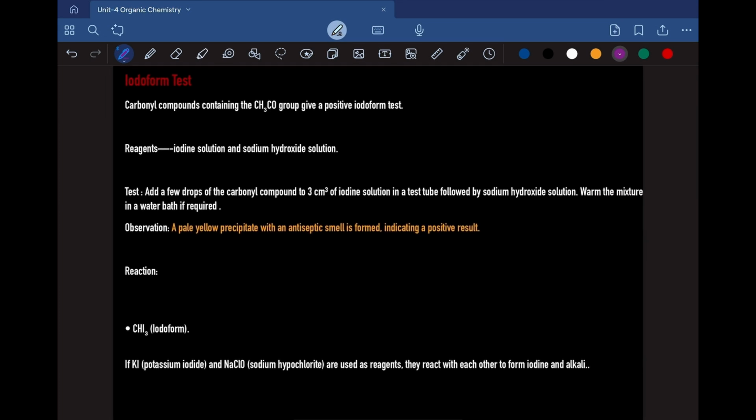This is a super important part, because the iodoform test can be carried out with both alcohols and carbonyl compounds. So the first thing that we can see here in the iodoform test is that carbonyl compounds containing the CH3CO group give a positive iodoform test. So this is an important part. I'll make you understand this simple part in detail. Just give me 1 minute.